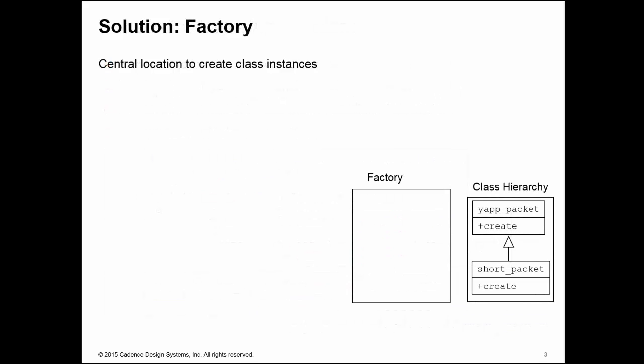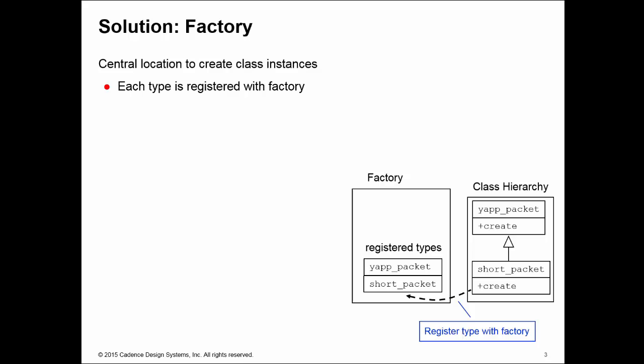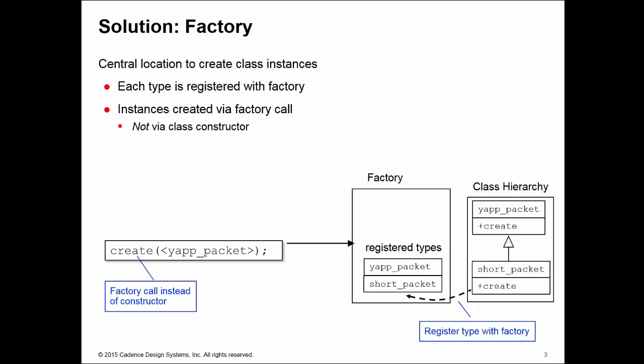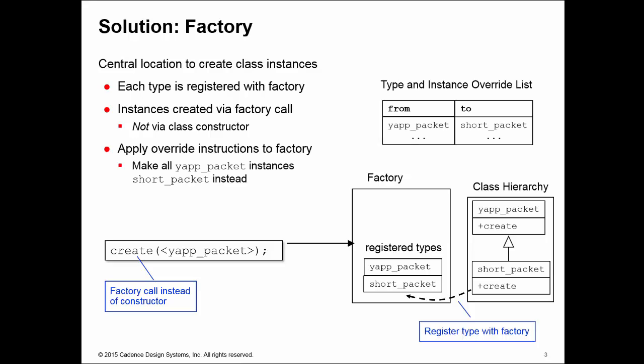So the factory is a centralized location which creates class instances for you. So you don't call the constructor of a class directly yourself anymore, you ask the factory to create the instance for you. So to use the factory, first of all, we need to register all of our types with a factory. And then secondly, we have to create our class instances using a factory call instead of the new class constructor. And the reason why we do this is the factory can maintain a type override list.